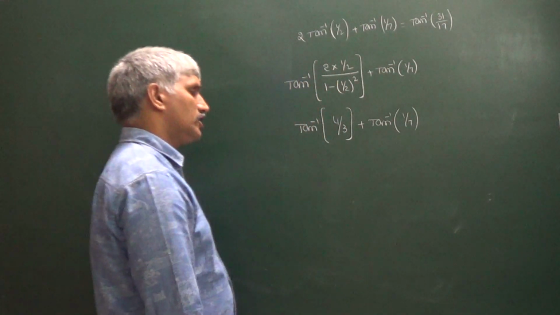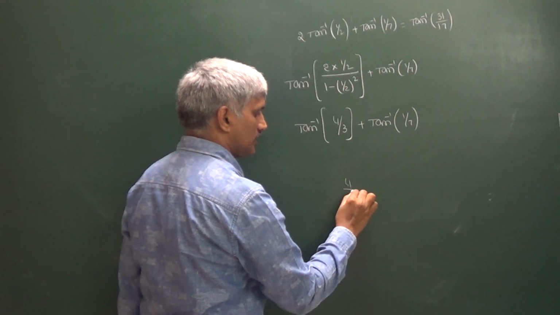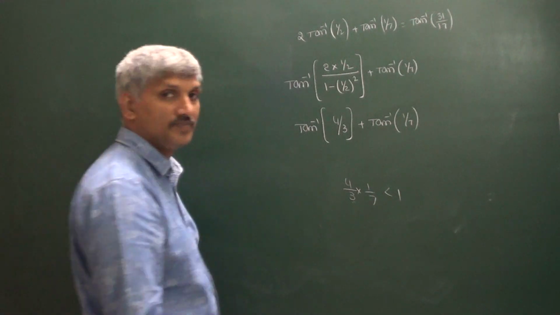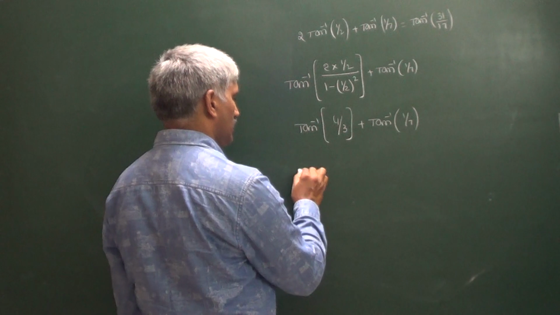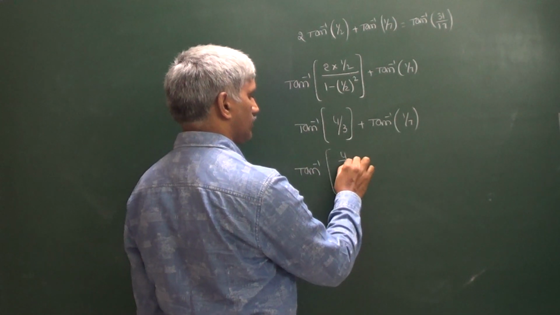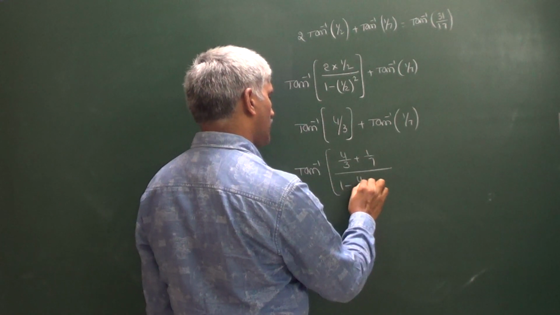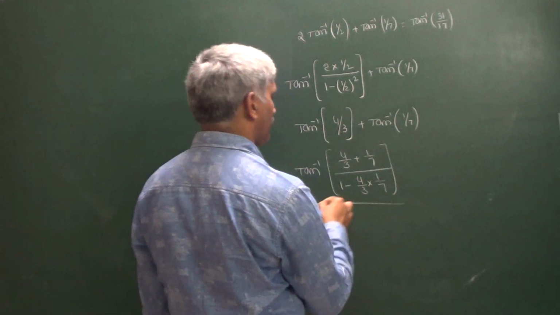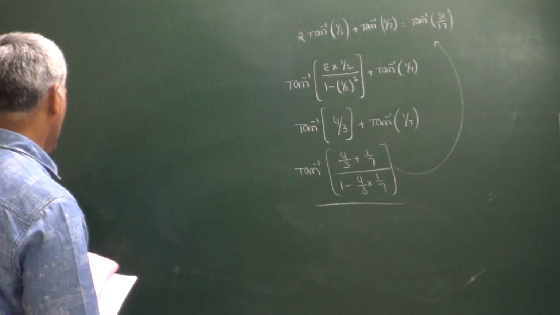Now you can check tan inverse x plus tan inverse y. What about x into y? x into y must be less than 1. Whenever xy is less than 1, we can apply the formula directly. That is equal to tan inverse of x plus y divided by 1 minus xy. So check this simplification. You will get the required answer he is asking.